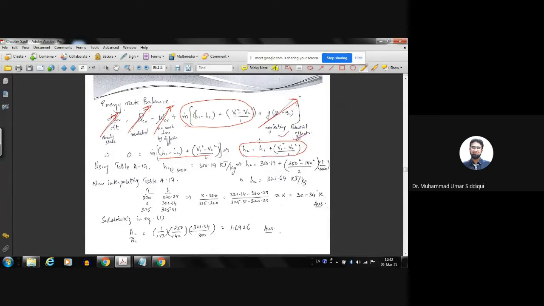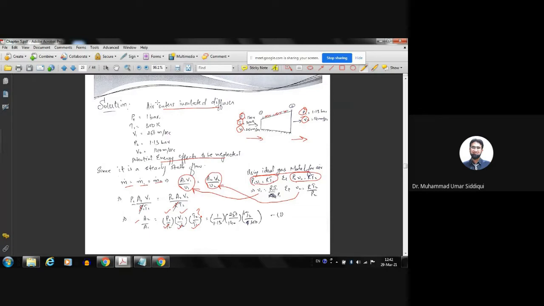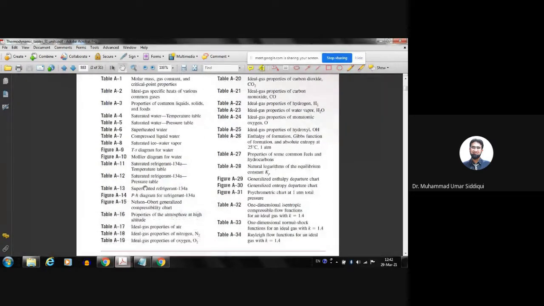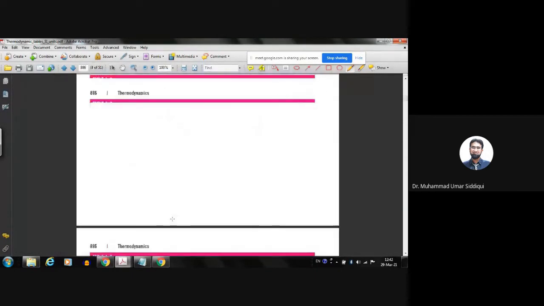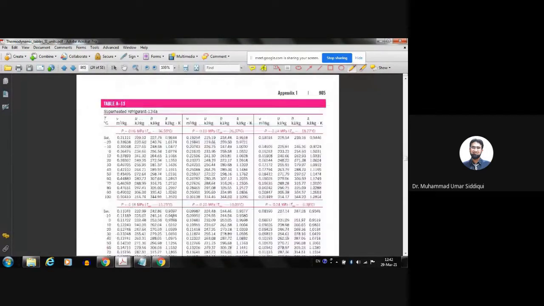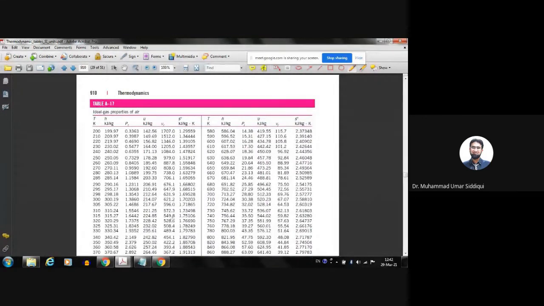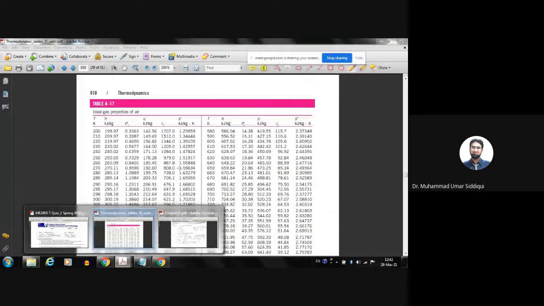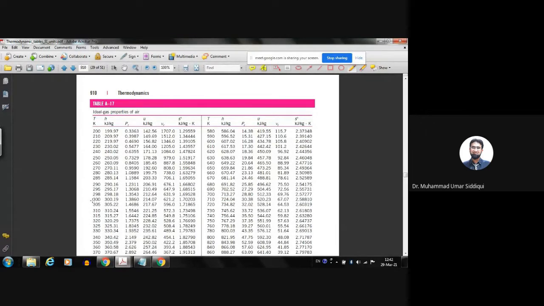We know V1 and we know V2. We can determine h1. How? Because this is air, we can go into the table and, against the temperature, find the enthalpy of air. Table A-17 is for the ideal gas properties of air. We are dealing with a temperature of 300 Kelvin, and at 300 Kelvin the enthalpy is 300.19 for air.